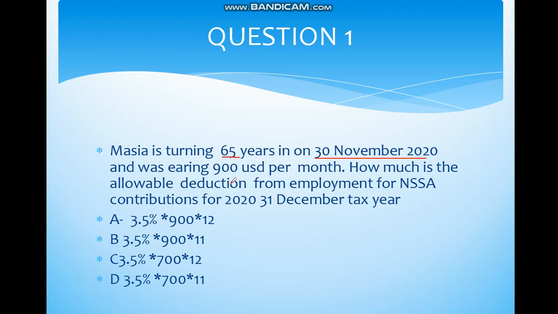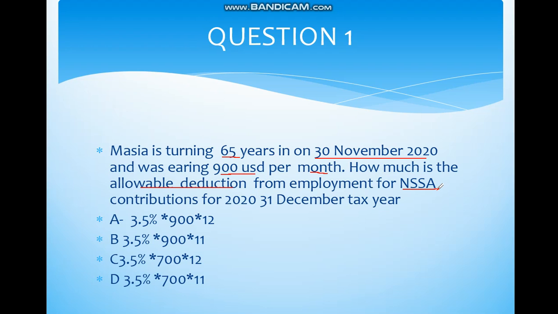And she was earning how much? $100 per month. Be very careful as an accountant. $100 per month means this is actually beyond the $700, the maximum pensionable amount that we agreed on. So $900 should also ring a bell in your mind. How much is the allowable deduction? I think this is very popular if you are doing tax. Allowable deduction in terms of employment for NSSA contributions, 2020, 31 December tax year.